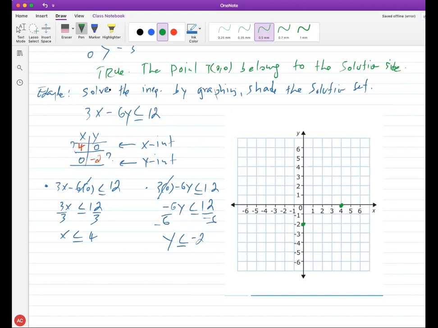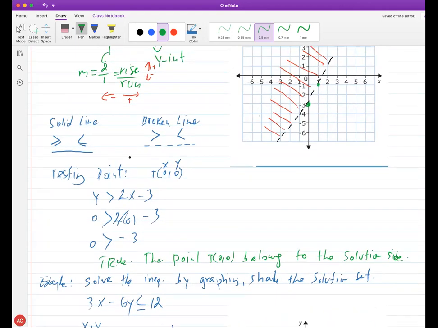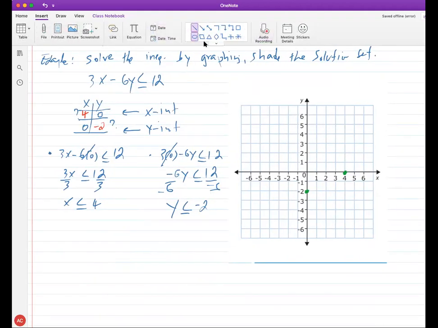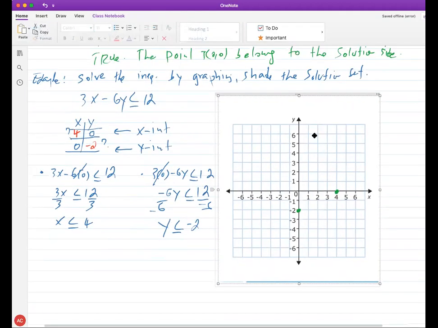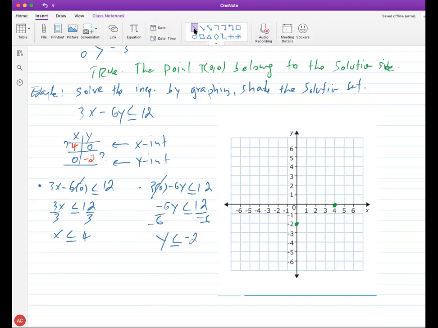You just need to decide how the line is going to look. Is it going to be solid or broken? Solid. That's right, it's going to be solid because of this extra line here. Okay, it's going to be a solid line. Let me insert that line here. That's our line, solid, not broken.